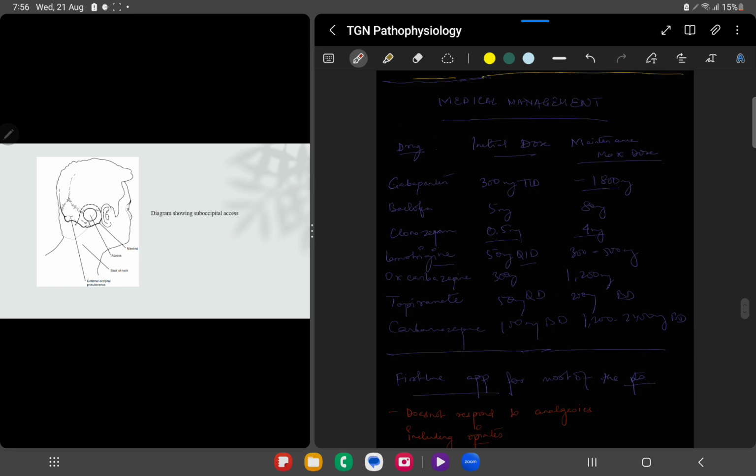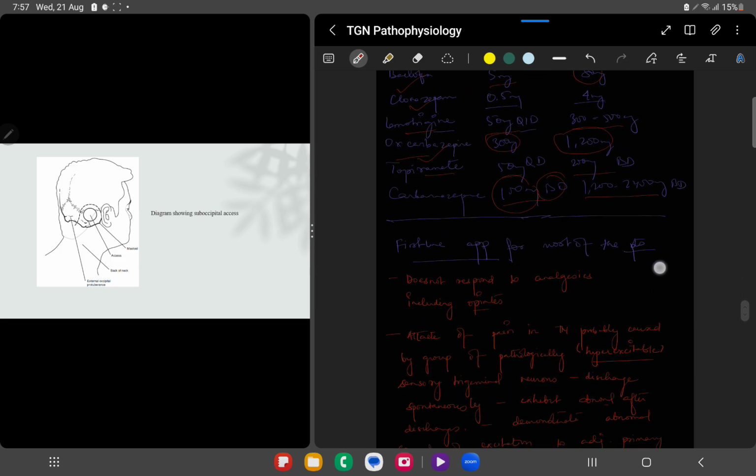in the medical management, we have these drugs that can be used, like gabapentin with an initial dose of 300 milligram and maximum dose 1800, baclofen 5 with maximum dose 80, clonazepam 0.5 to 4, lamotrigine 50, going to 300 to 500, and then oxcarbazepine 300. It's a very useful drug. 1200 is the maximum dose. Topiramate 50, then we go on to 200 milligram. Carbamazepine 100 BD, and this can be given to a maximum dose of 1200 to 2400.